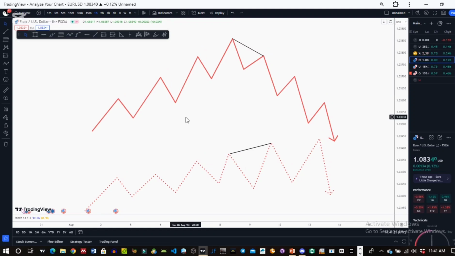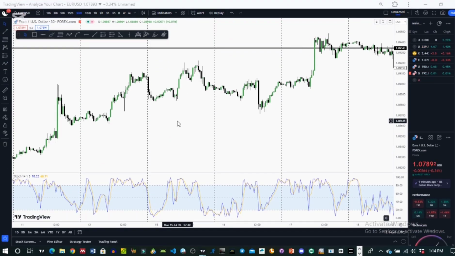Knowing these differences will really help you in identifying these divergences. So now let's move to the chart and see some real life examples. Currently, I'm on the Euro USD chart on the 30 minutes time frame, and I have my stochastic indicator pulled up here. So this example is for a normal or regular bullish divergence.